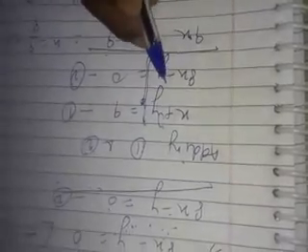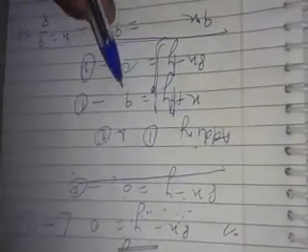Now we will solve these equations using the elimination method. As we see, the numerical coefficients of variable y are equal, both are 1, and the variable y carries opposite signs. Since they carry opposite signs, we will add equations 1 and 2. When we add equations 1 and 2, this y is cancelled out. 8x and x added together become 9x, and 9 and 0 added together become 9. Now by solving it, we get the value of x is equal to 1.